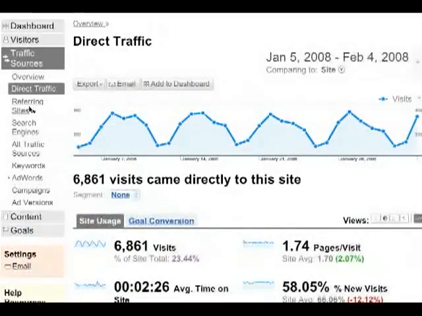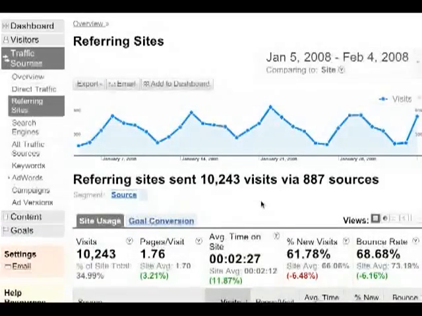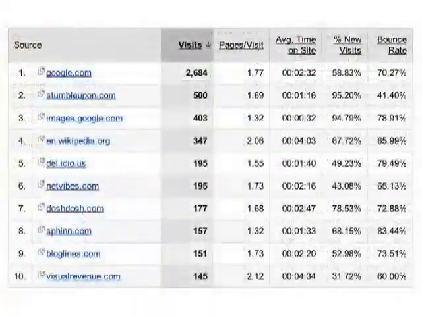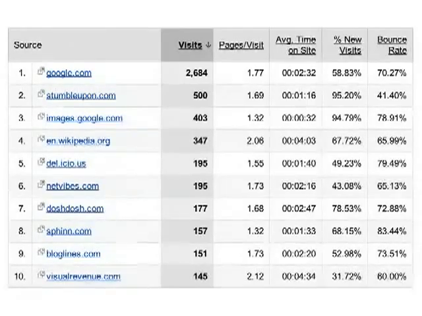Now let's look at referring sites. This report is great for identifying sources you don't know about, but who are sending you traffic. You might visit the referring pages and see why. You might want to establish a marketing relationship with the best referring sites.